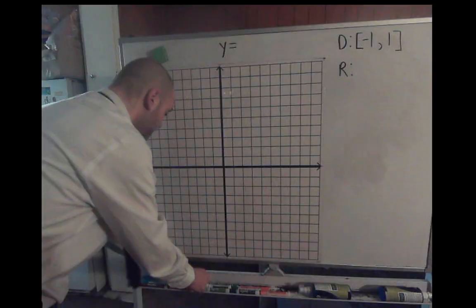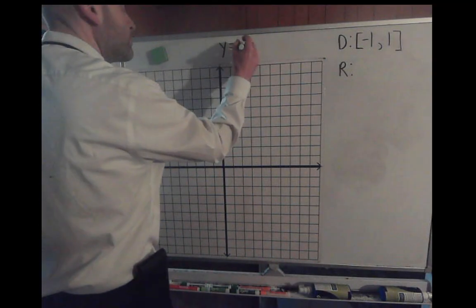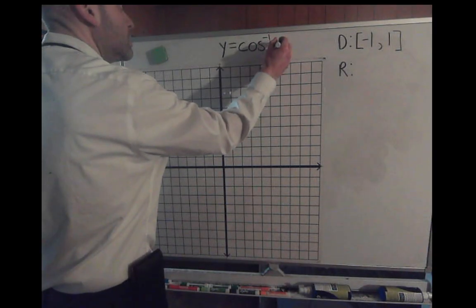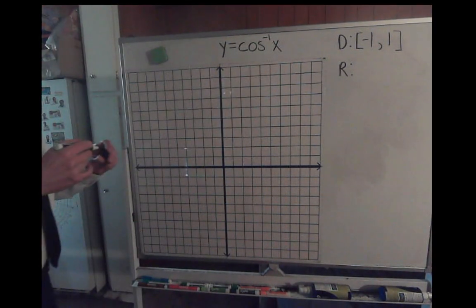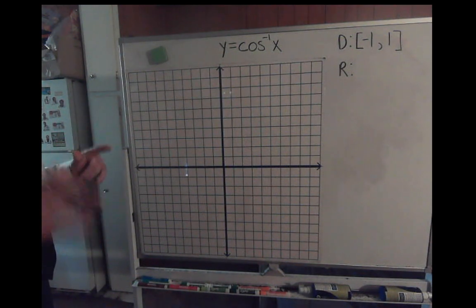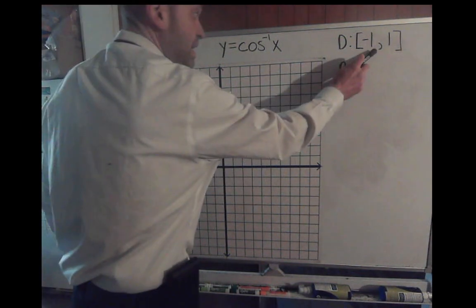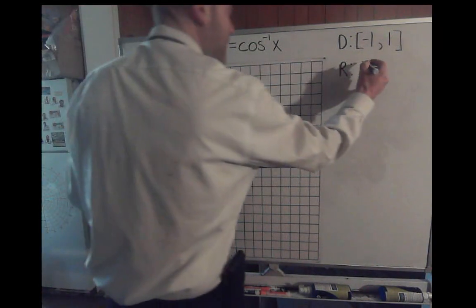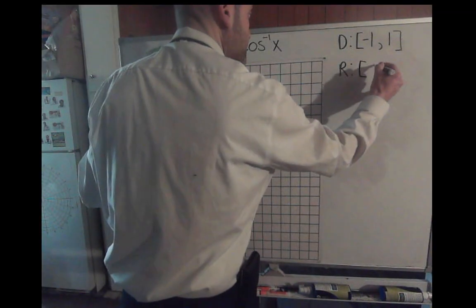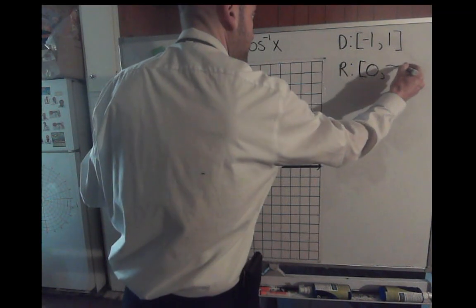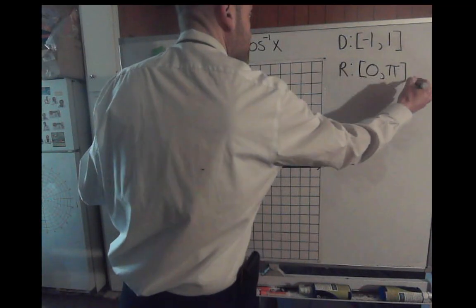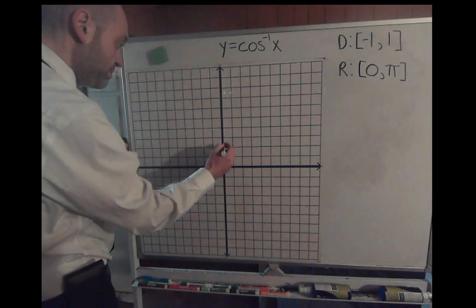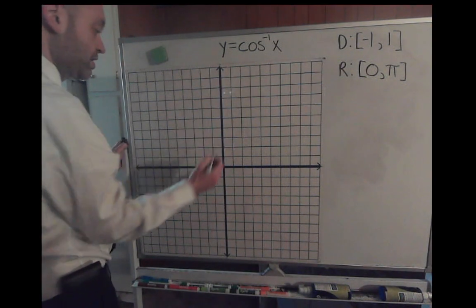So let's graph that. Alright, so we're going to graph the cosine inverse of x. Now, your domain's still the same, from -1 to 1, but if we remember, the range of the cosine inverse is from 0 to pi. So we have a different range. So we'll say pi is up here.